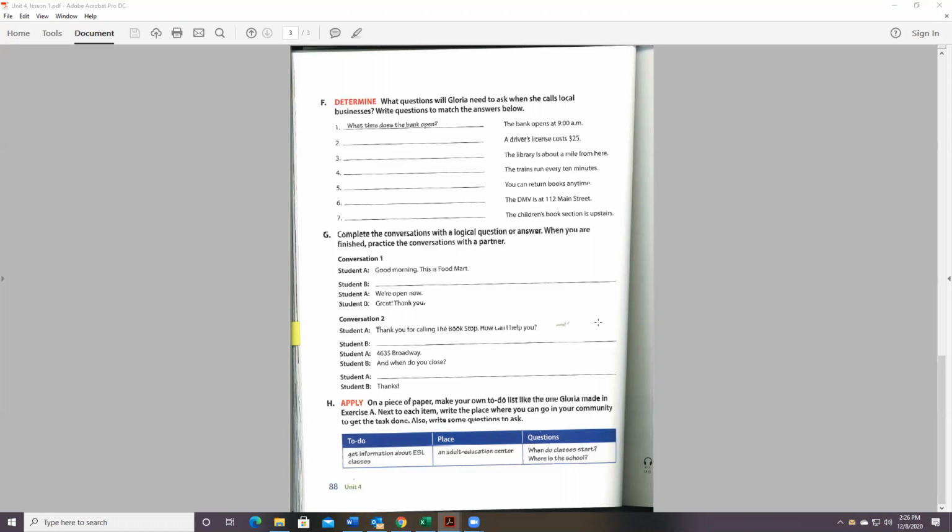Okay, now let's look at 2. It says, the driver's license costs $25. What would your question be?